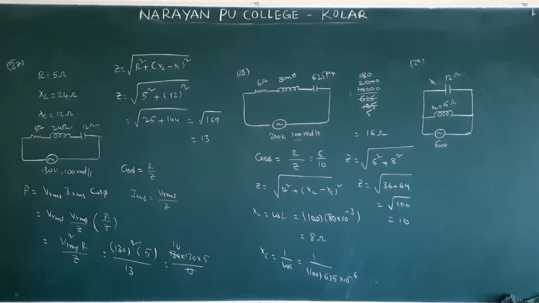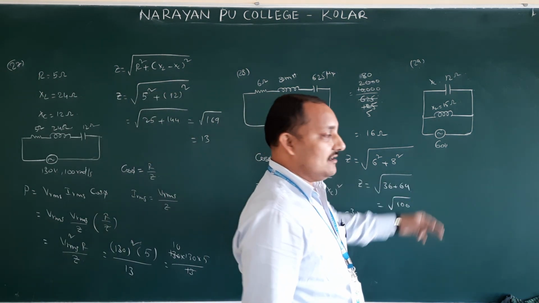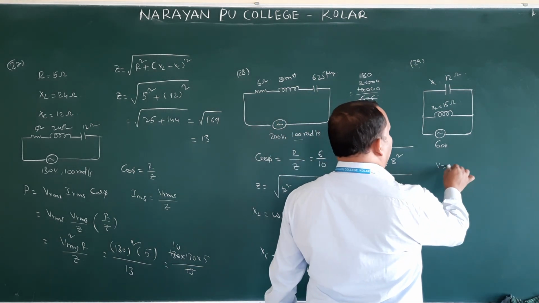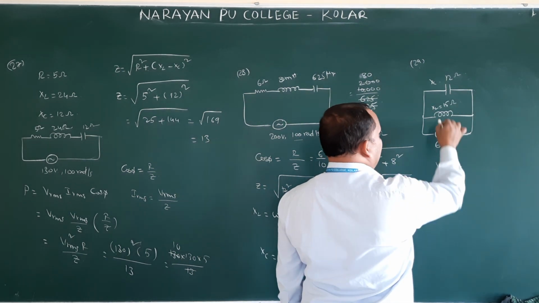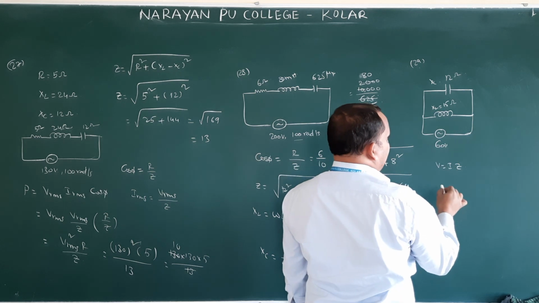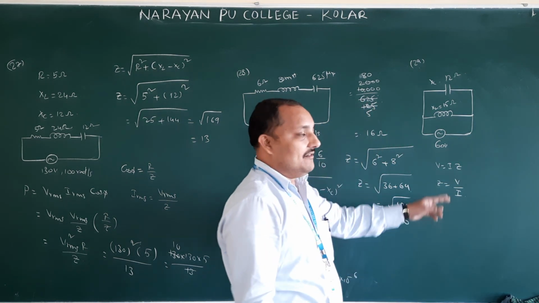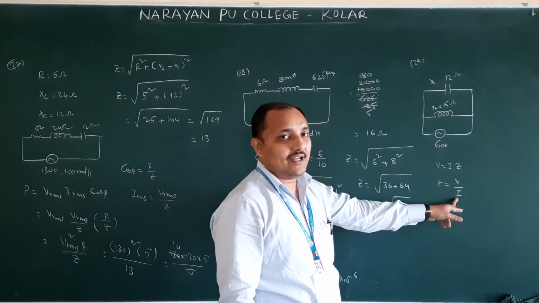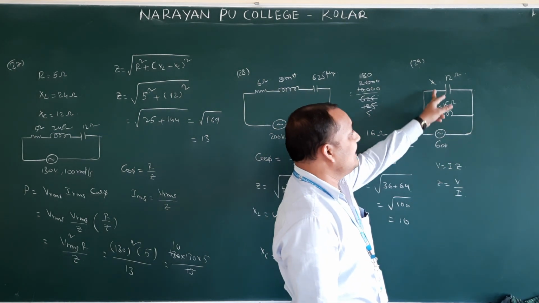In the following diagram, the impedance of the circuit will be. In this, they are asking impedance. Impedance means Z value. So V is equal to IR, and here IR means Z, because we have inductance and reactance. Therefore, Z is equal to V by I. V value is 60. You have to calculate I. How to calculate I? This is XL, this is XC.